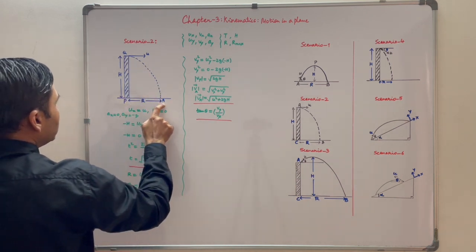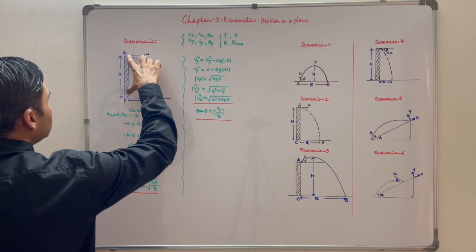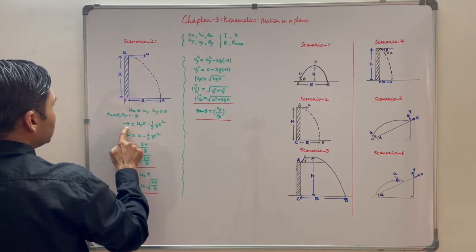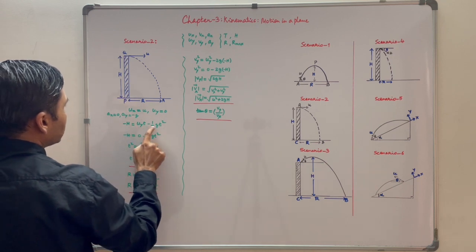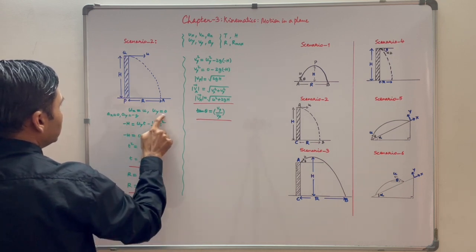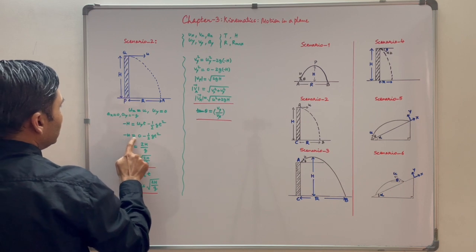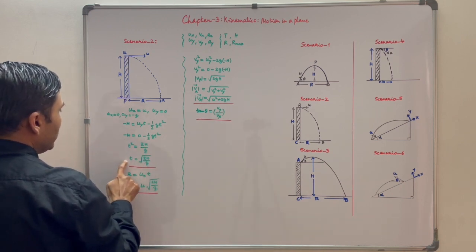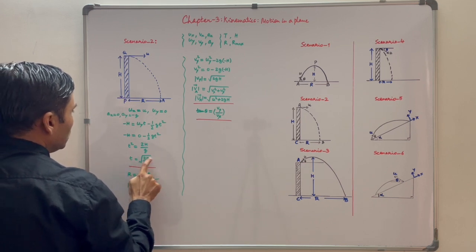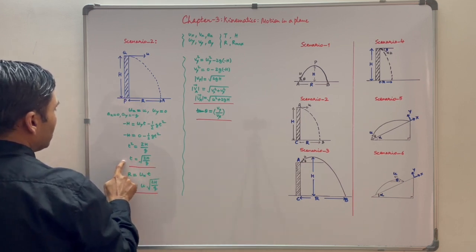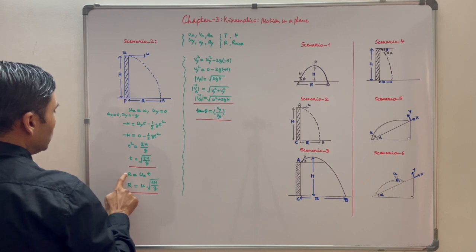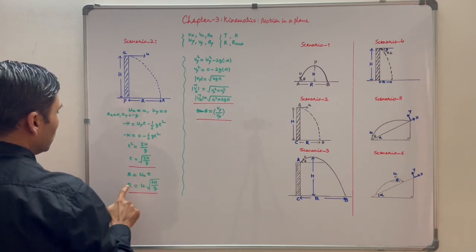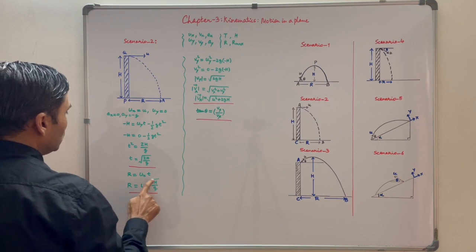When the particle hits the ground, vertical displacement is minus h as the particle is coming down. So minus h is equal to uy t minus half g t square. Uy is 0, so minus h is equal to 0 minus half g t square. So t comes out to be equal to under root 2h by g. This is time of flight. Range is equal to ux into t. Ux equal to u. So range is equal to u under root 2h by g.